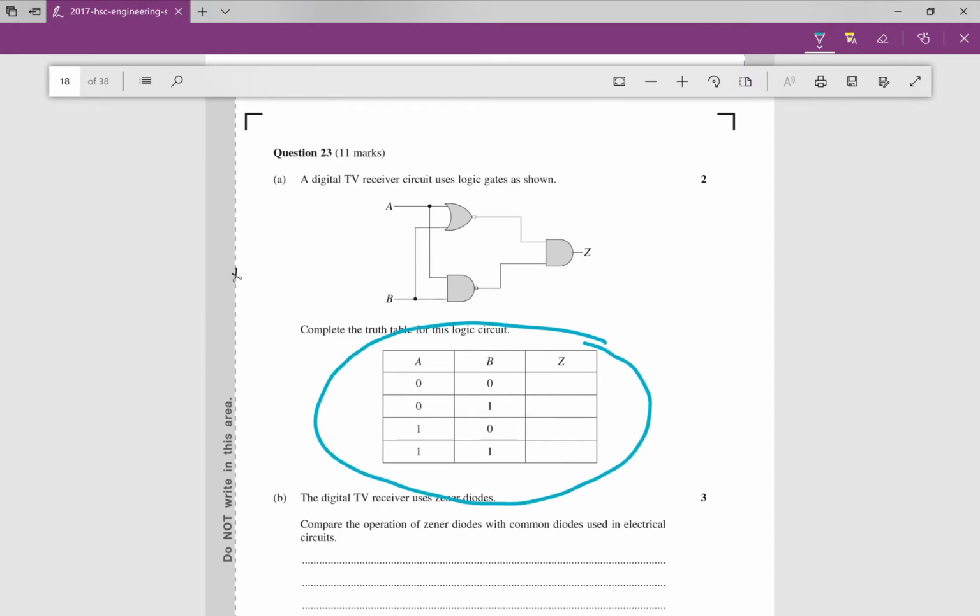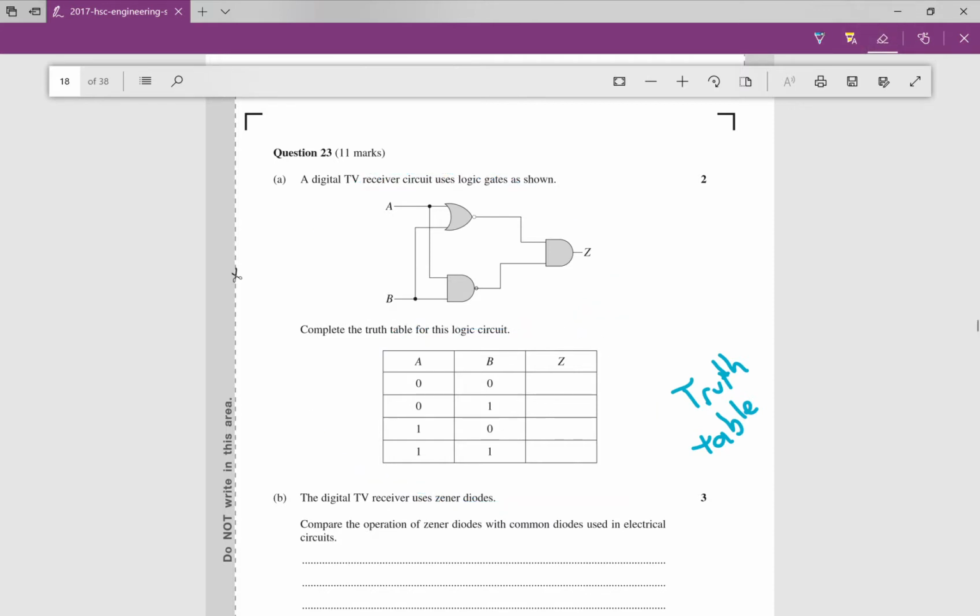Now this is called a truth table, just so you know a little bit of the terminology. Up the top here we have the logic gates in our circuit, and we're going to try to work out, given the inputs A and B listed in the table, what our output Z will be. So you need to understand how these gates work.